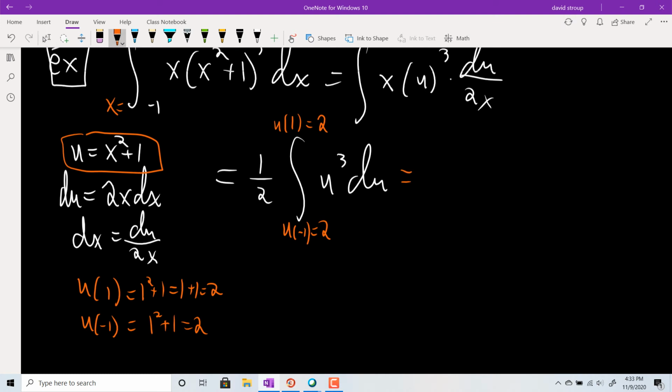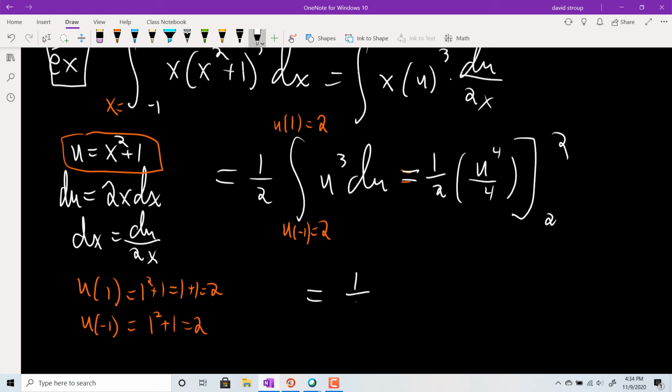Regardless, that's just going to be 0. Let's go ahead and figure it out. 1/2 times the integral of u cubed is u to the 4th over 4, and then we're evaluating from 2 to 2. So that's going to be 1/8 now, and then 2 to the 4th: 2 times 2 is 4, times 2 is 8, times 2 is 16, and then minus 16, which of course is just 0.